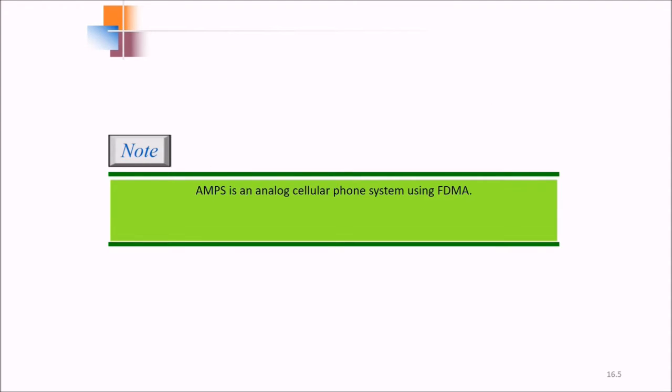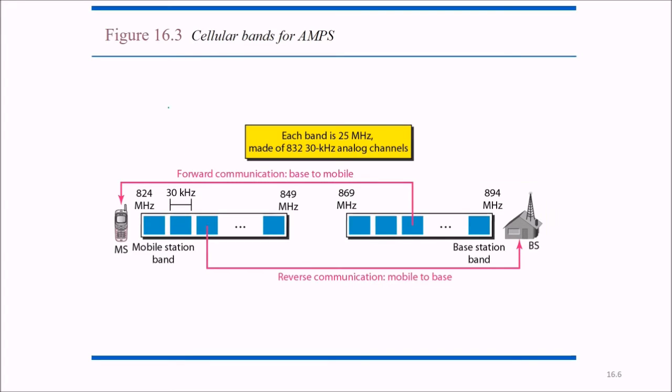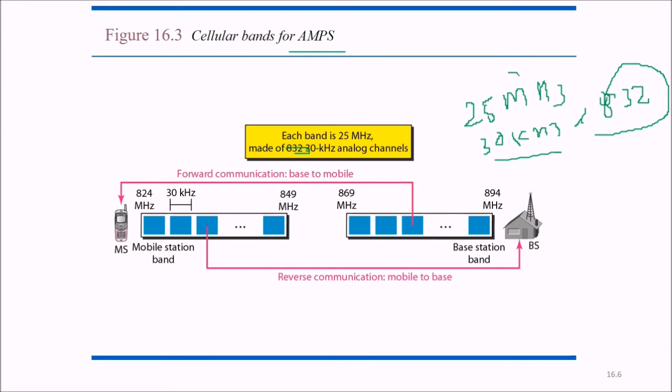So AMPS is an analog cellular phone system using FDMA, that is frequency division multiple access. We have seen FDMA. These are the cellular bands for AMPS, and in this figure, each band is 25 megahertz, which is made up of 832 30-kilohertz analog channels. If you combine these 832 30-kilohertz channels, you get the band, which is 25 megahertz.